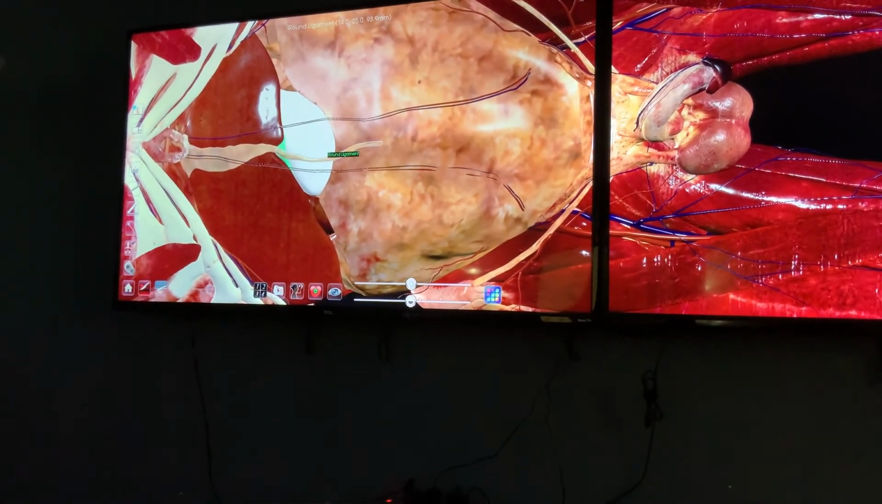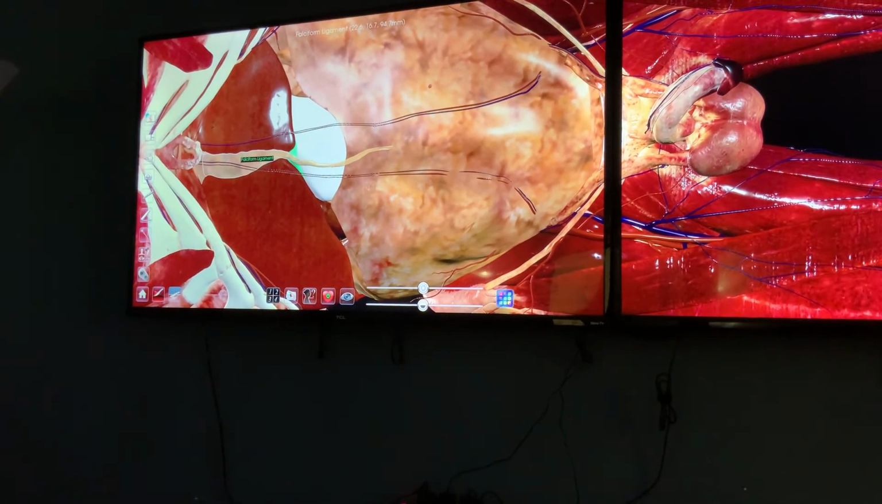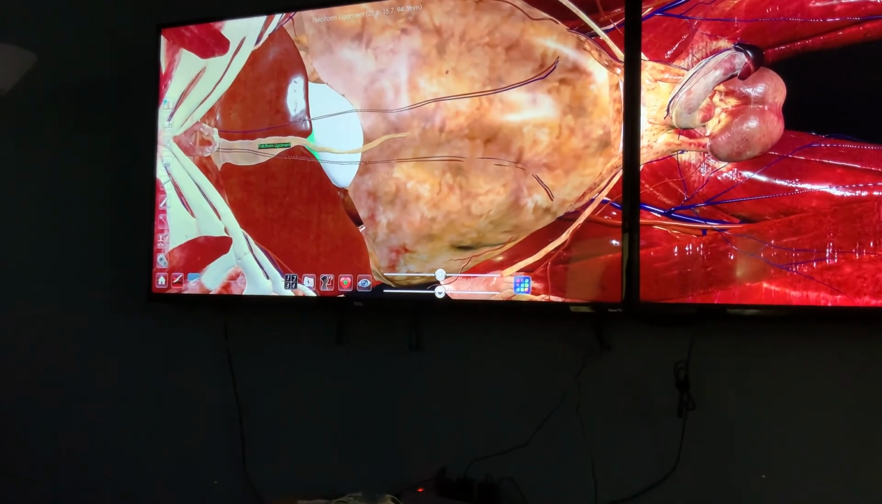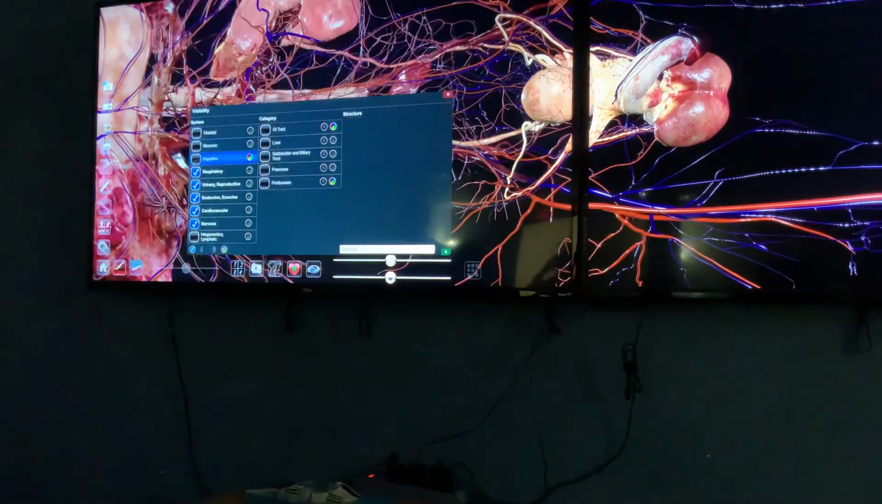Now, the piece of tissue that's separating out the left and right lobe of the liver is the falciform ligament. What we're going to do is get rid of everything, and then we're going to add the liver back.